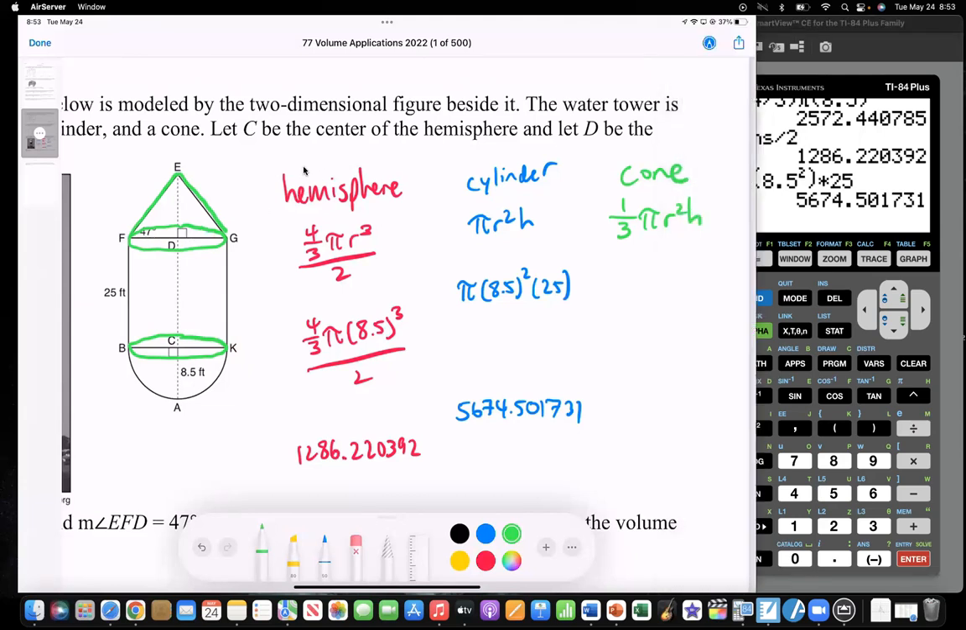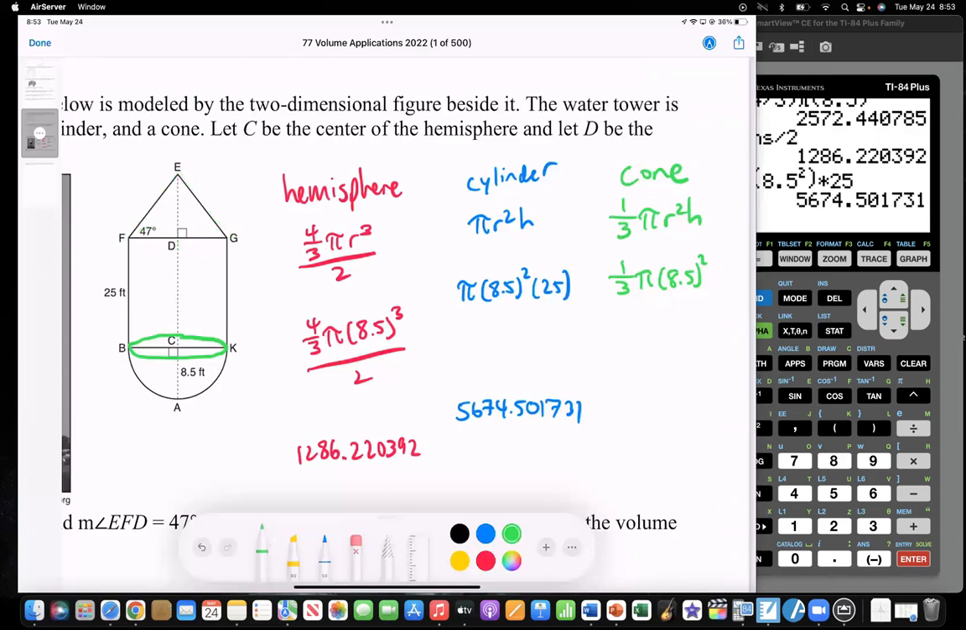So I could go ahead and type that in. So 1/3 pi, I could use the same 8.5 squared. However, I don't know the height of this cone. I know that this is 8.5, but I don't know that the cone is the same height. It doesn't tell me anything about the height of the cone because the cone is separate from the sphere. I could just make a taller cone, right? So it has nothing to do with the sphere.